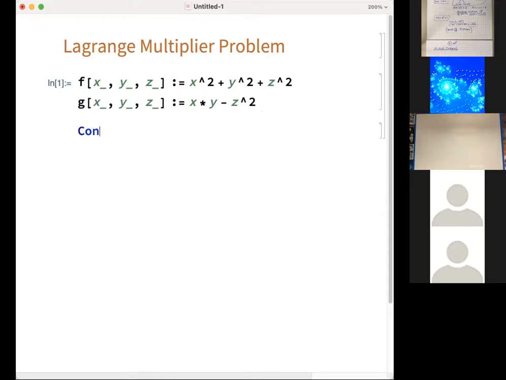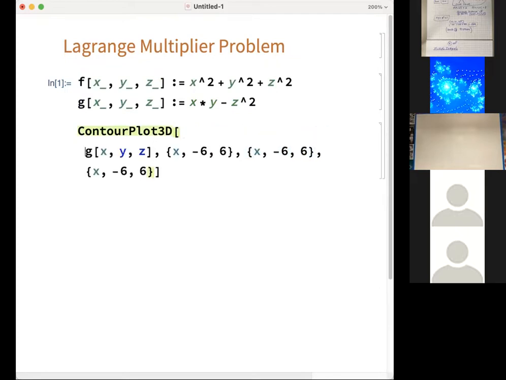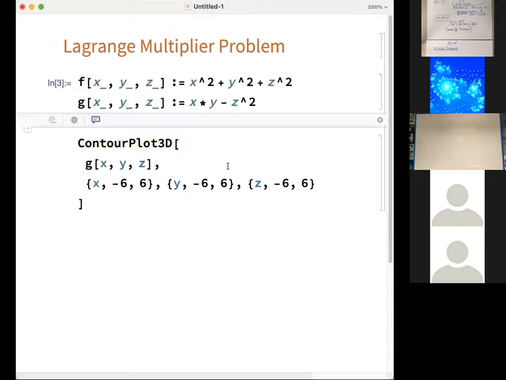Okay, now let's do plot. Let's do contour plot. I could solve for z and plot, but let's contour plot this surface. The surface is G. The constraint is G, isn't it? ContourPlot3D, G of x, y, z. And let's just look casually in a certain region of space. Let's say the region of space is x from -6 to 6. And then we will select y and z to be the same. I will indent so that we can make this more readable. Cutting and pasting is your friend. And what else do I have to say about this? This is going to give me a raw plot, so let's execute it, and then we can clean it up.